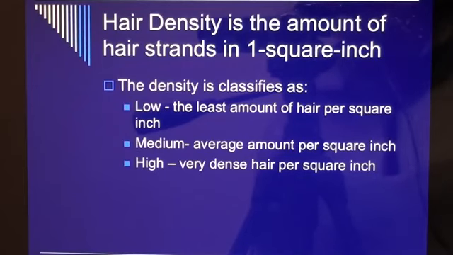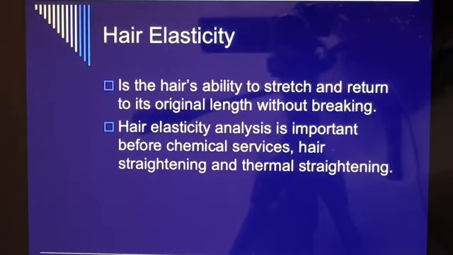Hair density is the amount of hair strands in 1 square inch. The density is classified as low, the least amount of hair per square inch, medium, average amount per square inch, high, very dense hair per square inch. Hair elasticity is the hair's ability to stretch and return to its original length without breaking.